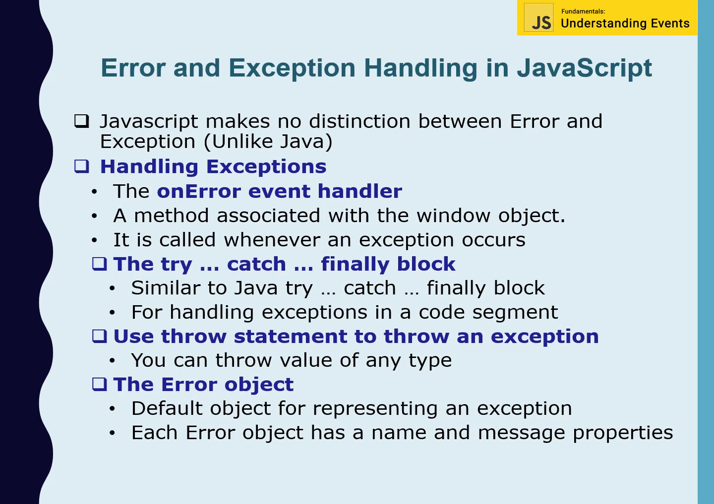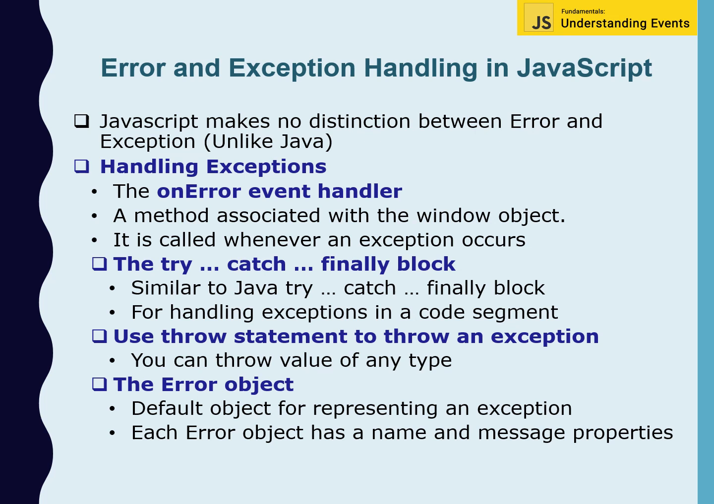Next, we can see error and exception handling in JavaScript. JavaScript makes no distinction between error and exception, so it treats both in the same way. In order to handle exceptions in JavaScript, we have an event handler called onError. It is a method associated with the window object. It is called whenever an exception occurs. So onError is the event handler that is invoked whenever an error or exception happens in JavaScript.